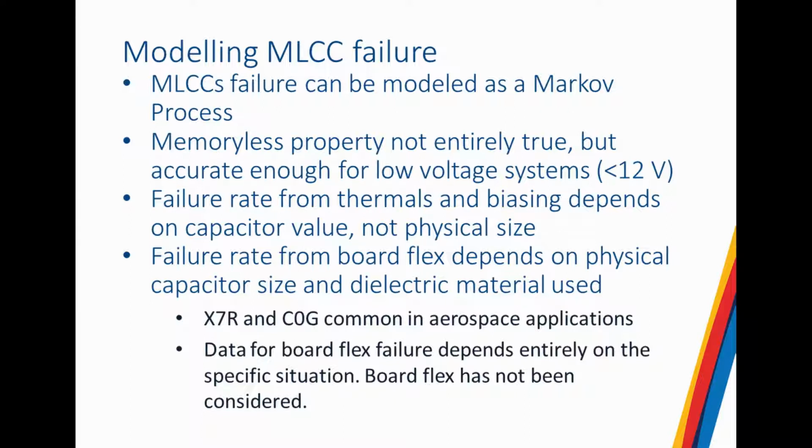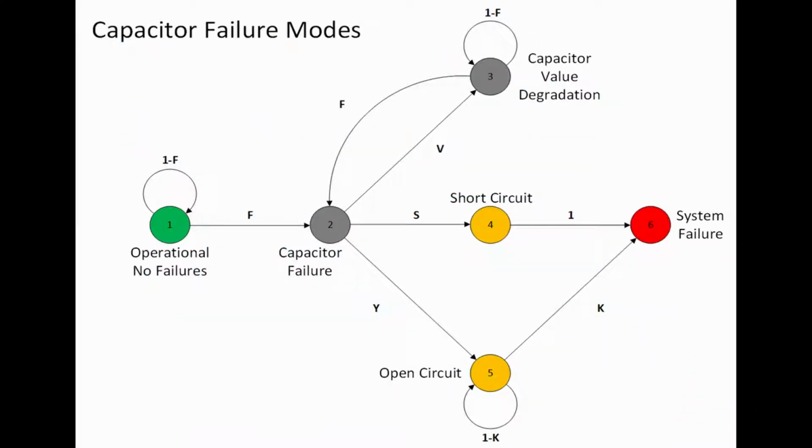We're also not looking at board flex because board flex depends on way too many variables and way too many things that we can't account for, specifically like dropping the PCB. So we'll just be looking at environmental failure, effects caused by environmental failure, specifically from temperature and DC bias voltage. Here's our Markov chain for our capacitor failure mode.